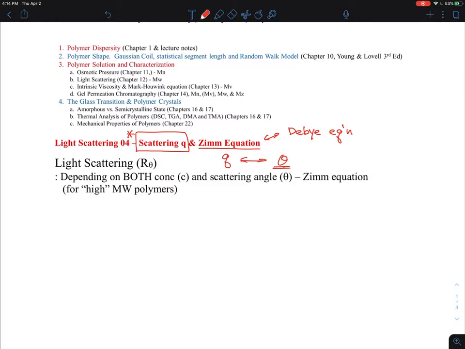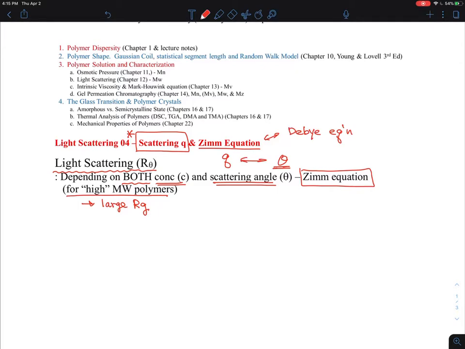When it comes to light scattering, in principle it should depend on both concentration and the scattering angle, and that gives rise to the equation called the Zimm equation. Here I give an example of a high molecular weight polymer. What I mean by that is a large RG, a polymer with a large radius of gyration. Then you can use the Zimm equation.